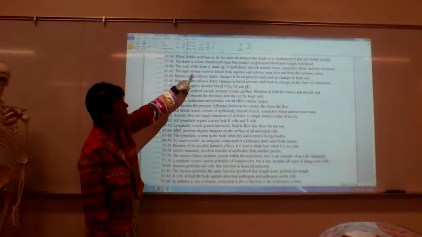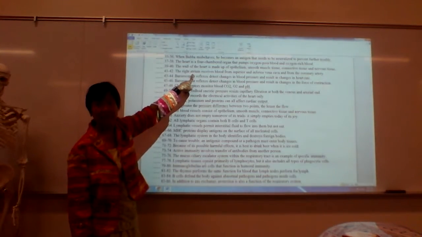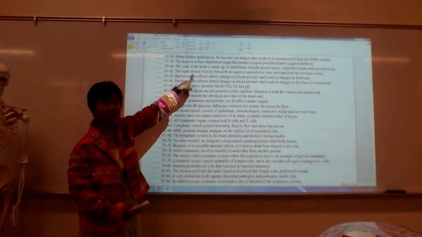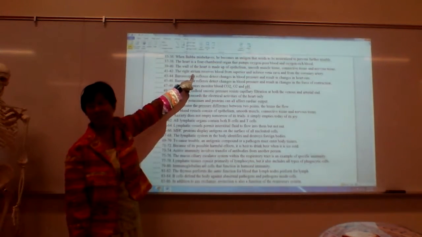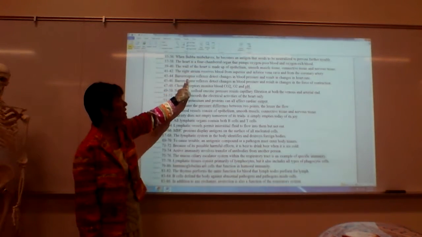Right atrium receives blood from the superior vena cava, inferior vena cava, and from the coronary artery. False. What makes it false? The coronary artery. Yeah, artery is always away. So the right atrium receives blood from the coronary sinus, right?